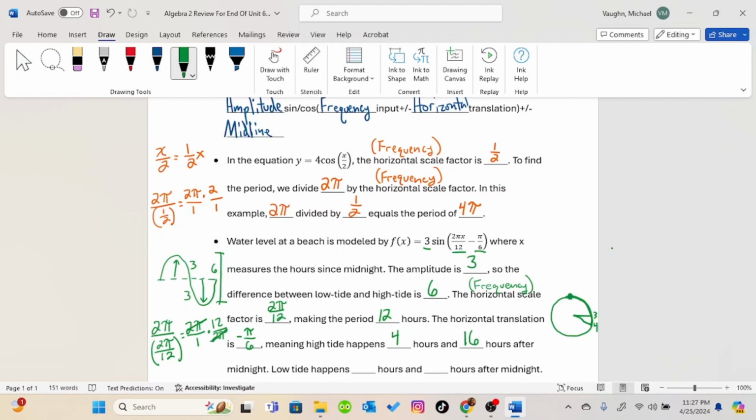Then low tide is going to be down at the bottom. So if this has been 4 hours to get to the top, and then 6 hours to get to the bottom, that's going to be 10 hours. And if the period is 12 hours, 12 plus 10 is 22 hours. So this is like saying high tide happens at 4 a.m. and 4 p.m. and low tide happens at 10 a.m. and 10 p.m.